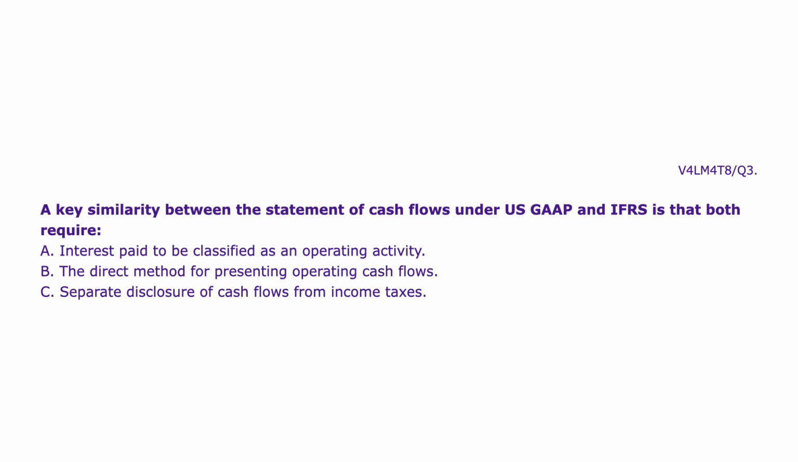A key similarity between the statement of cash flows under US GAAP and IFRS is that both require A. Interest paid to be classified as an operating activity. B. The direct method for presenting operating cash flows. C. Separate disclosure of cash flows from income taxes.